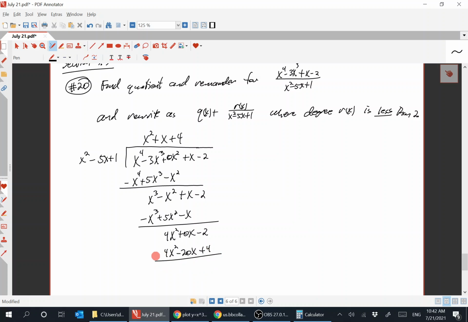And then I want to subtract, so I multiply by negative 1. So plus minus plus becomes negative plus negative. This is 0, and I have 20x minus 6. So that's degree 1. So that's my remainder. And this is my quotient.